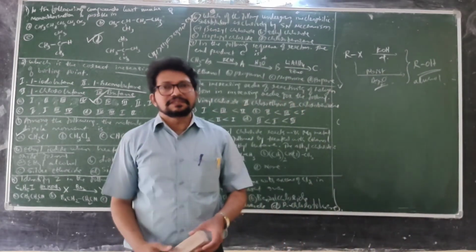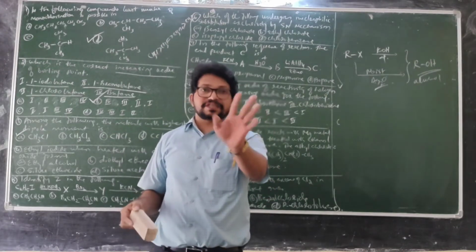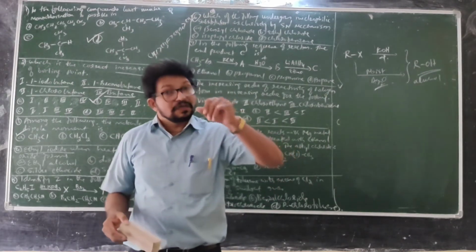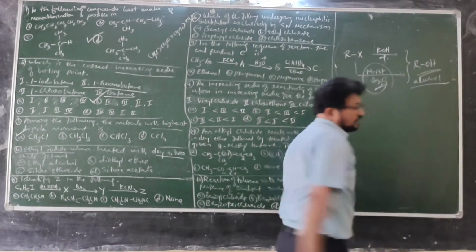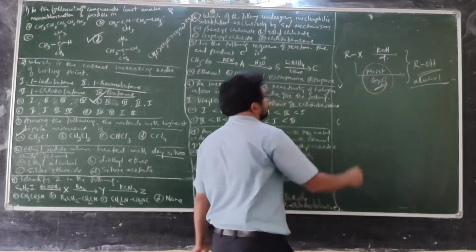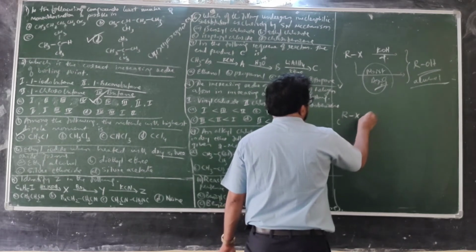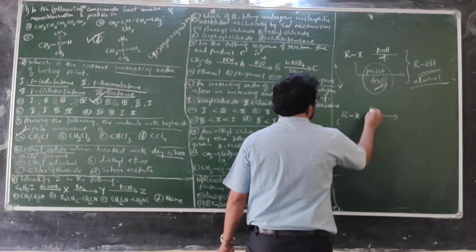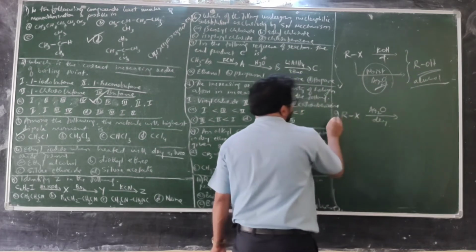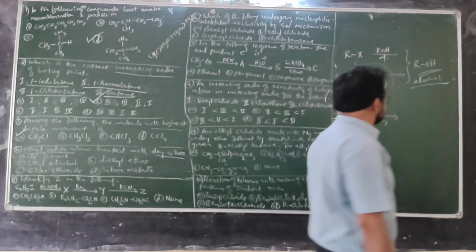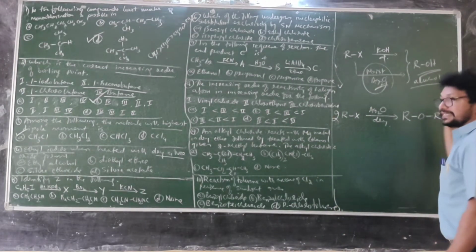So I repeat, a haloalkane when treated with either aqueous potash or moist silver oxide, the product is alcohol. But any haloalkane when treated with dry silver oxide, remember, two molecules of it react and the product is ether.